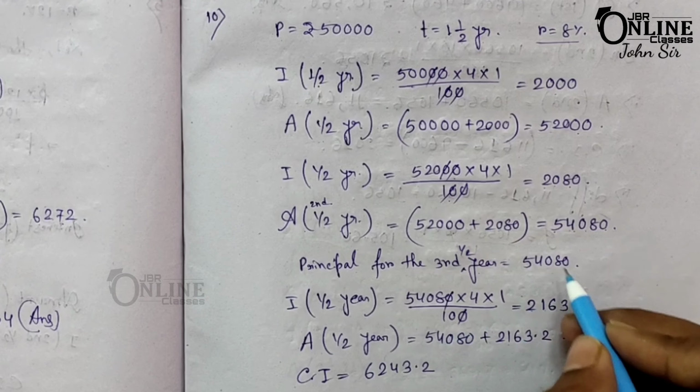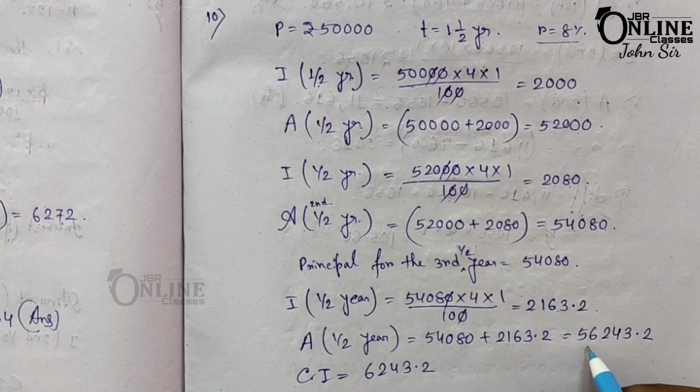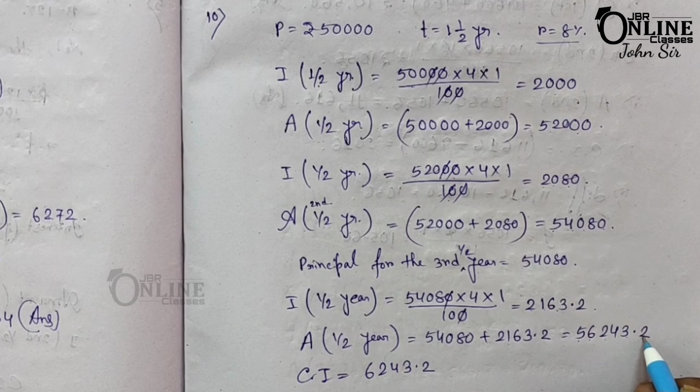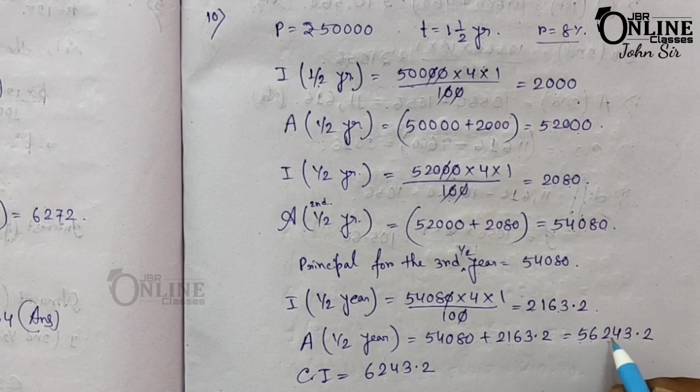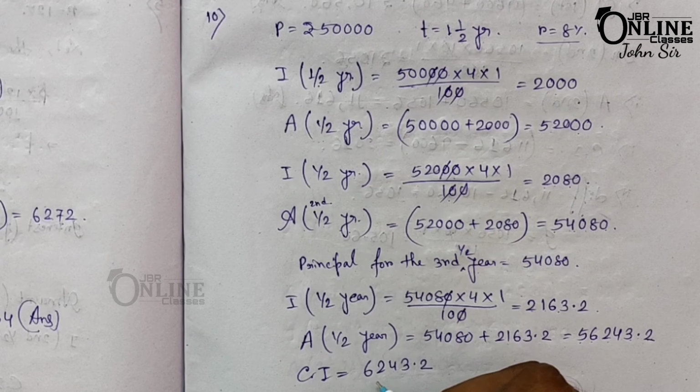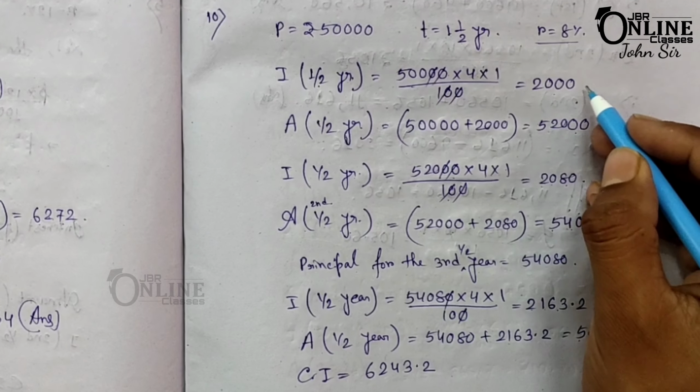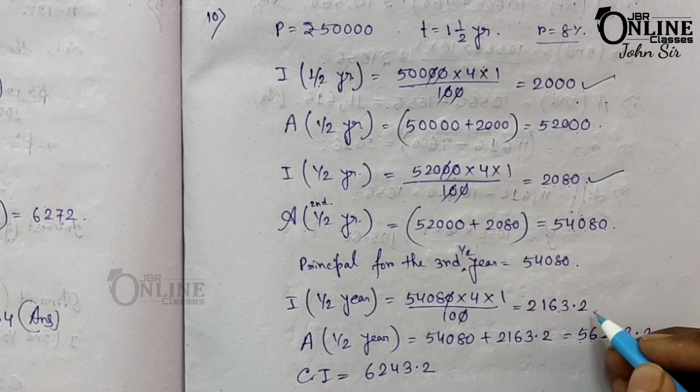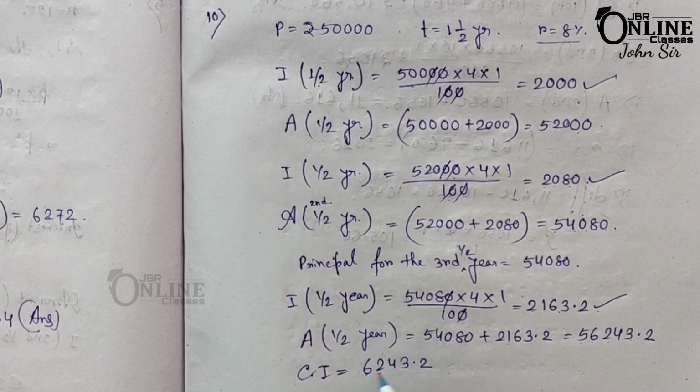So amount will be principal plus interest, that equals 56243.2. Okay, now you have to find out compound interest. To find the compound interest, just add this one and this one, and then you will get 6243.2 as compound interest.